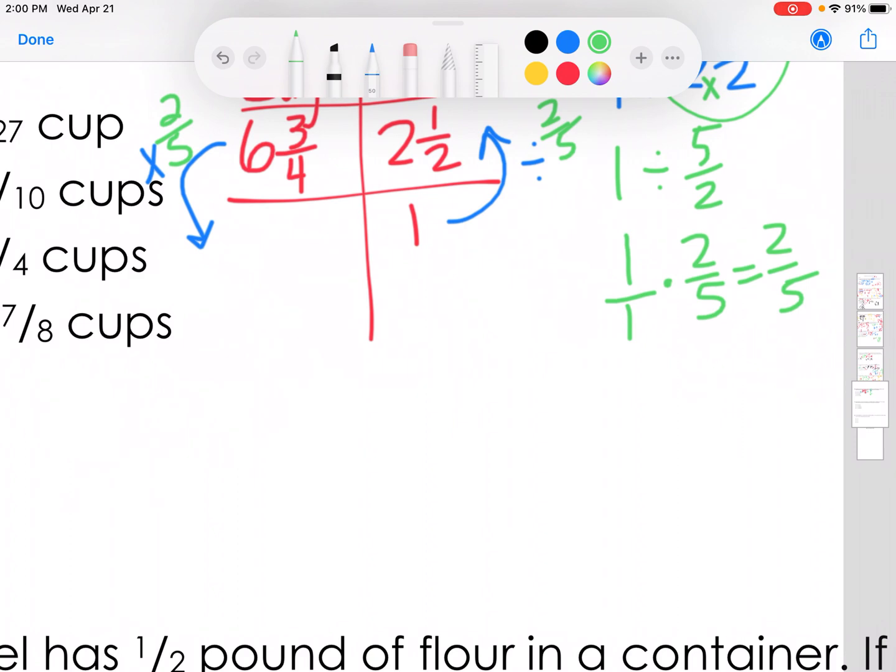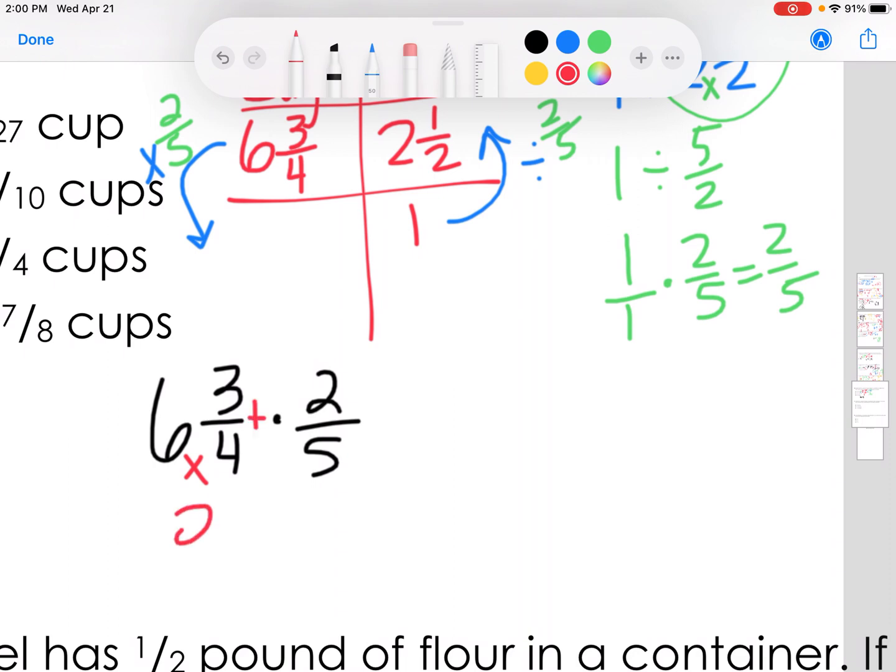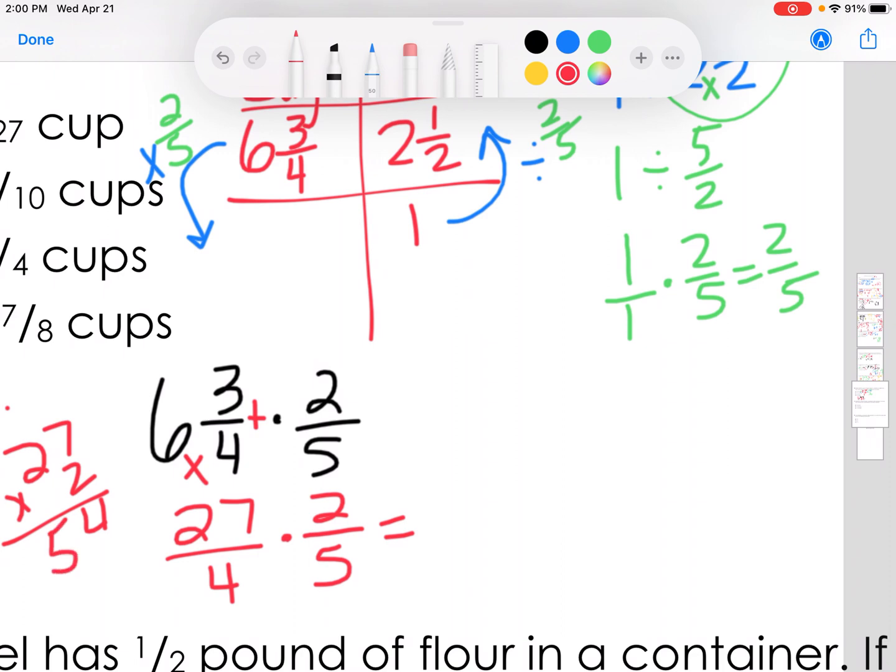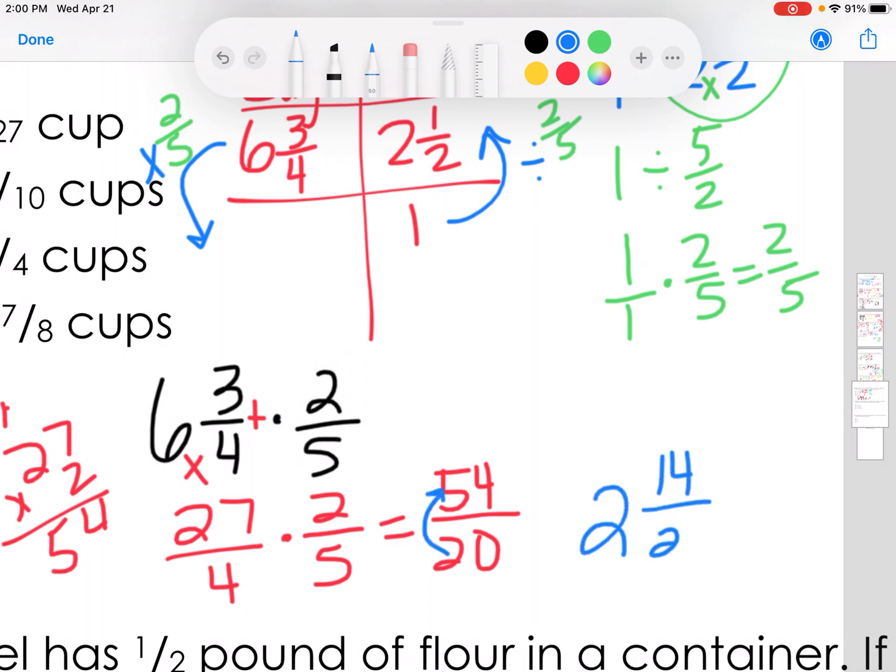So 6 3/4 times 2/5. So again, I'm doing 6 times 4 is 24, plus 3 is 27. So 27/4 times 2/5. 27 times 2, I get 54. And then 4 times 5, I get 20. So I have to think to myself, okay, how many times does 20 go into 54? 20 goes into 54 2 whole times with 14/20 left over.